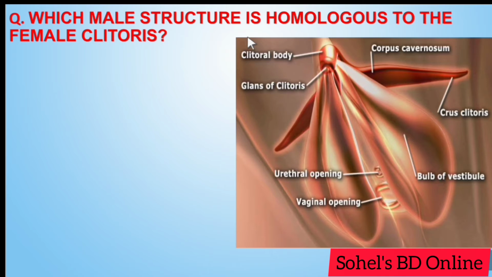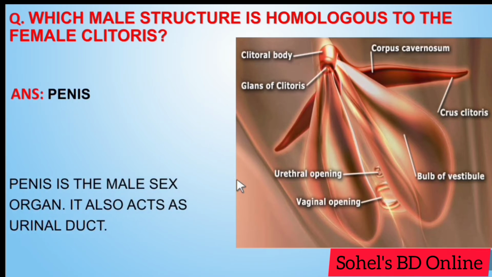Next, which male structure is homologous to the female clitoris? Answer: penis. Penis is the male sex organ. It also acts as a urinary duct.